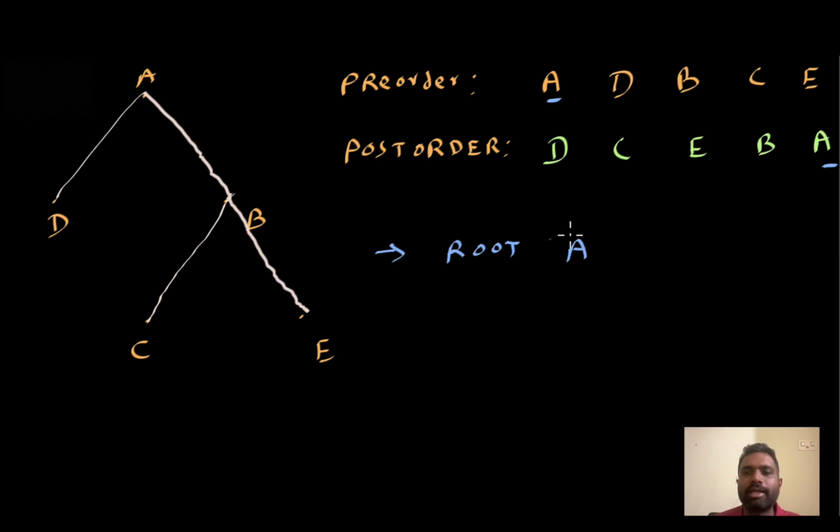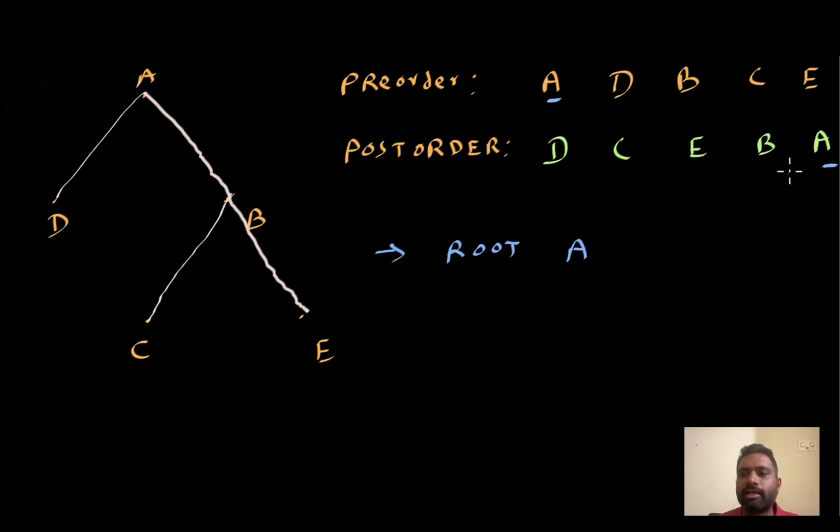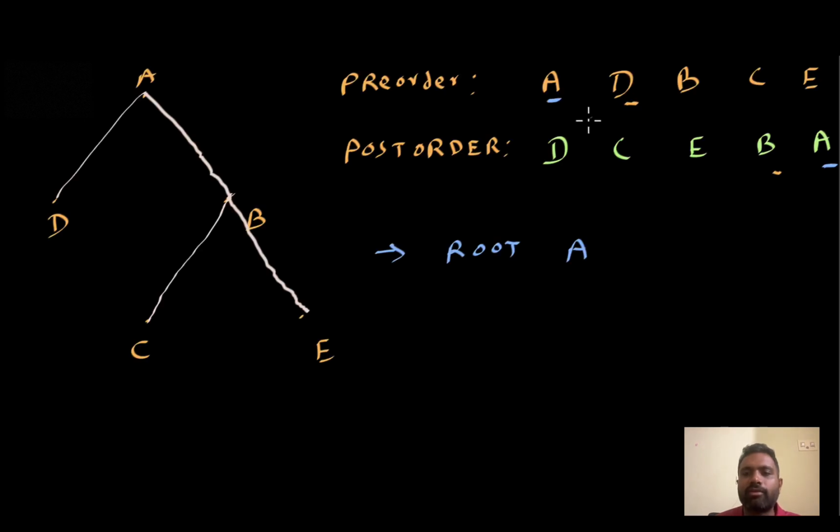So the root is A, that I could find out. Now the second node in pre-order will be the left child, and the second last node in post-order will be the right child. So D will be the left child. So this is another thing I could find out. D will be the left child, so that is correct. And the second last node, that is B, is the right child. Nice. So B also I could find out. Now once you identify the left child and right child, you need to identify the pre-order and post-order traversal of the left subtree and right subtree.